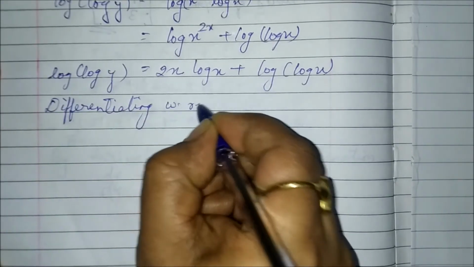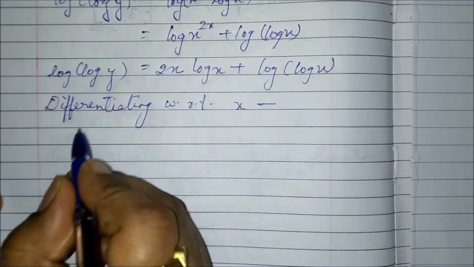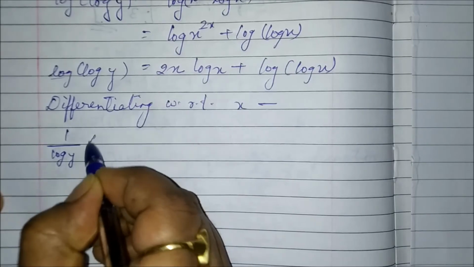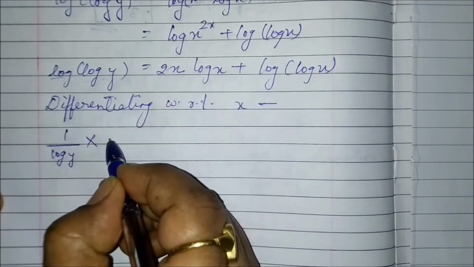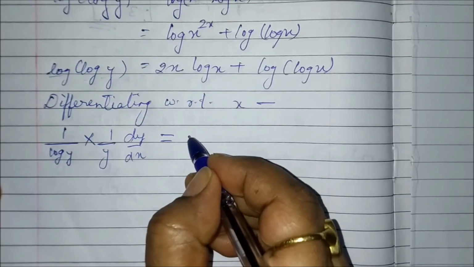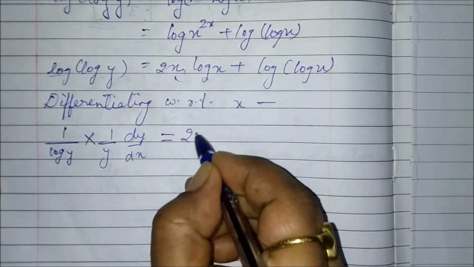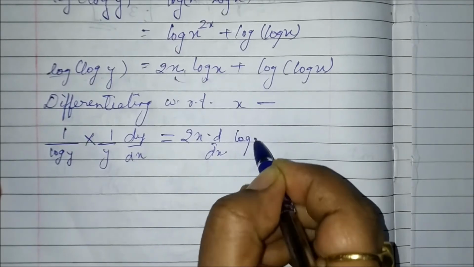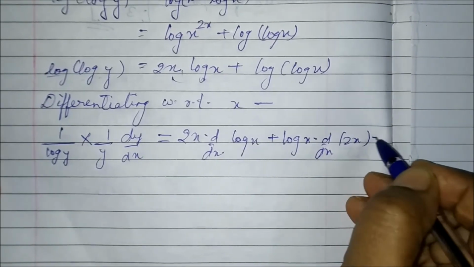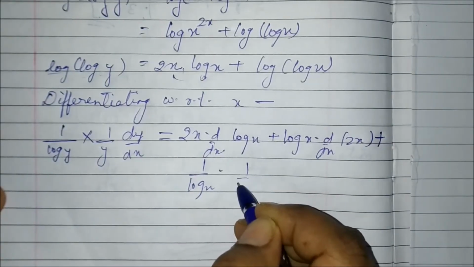Differentiating with respect to x. The derivative of log is 1 upon x, right? So the derivative of log of log y is 1 upon log y into again the derivative of this, 1 upon y into dy by dx, equals, now it is u into v, so 2x into d by dx of log x plus log x into d by dx of 2x, plus 1 by log x into 1 by x.